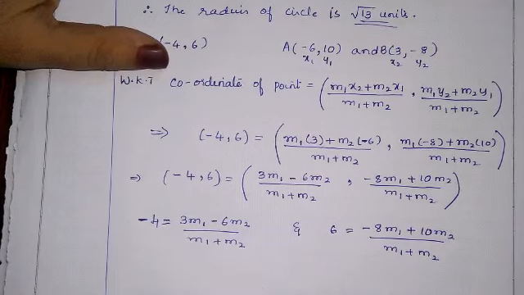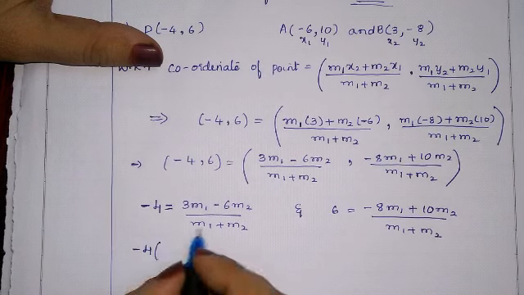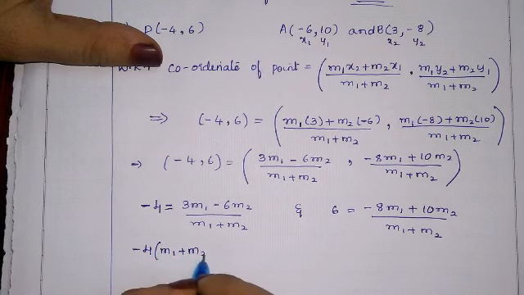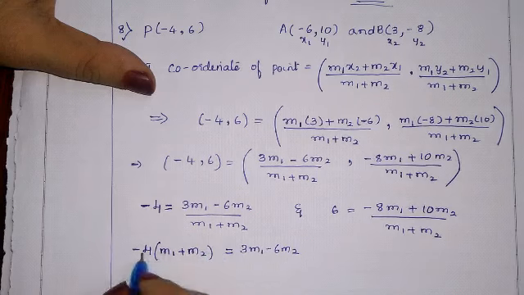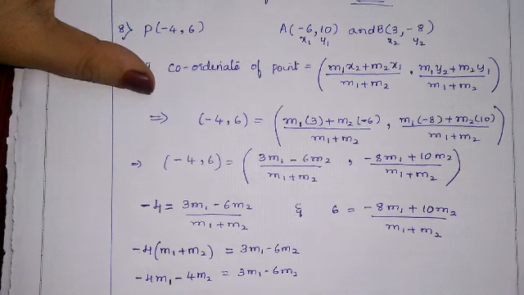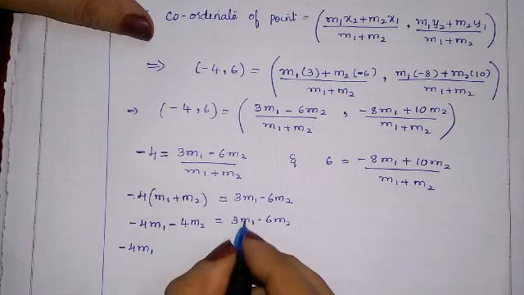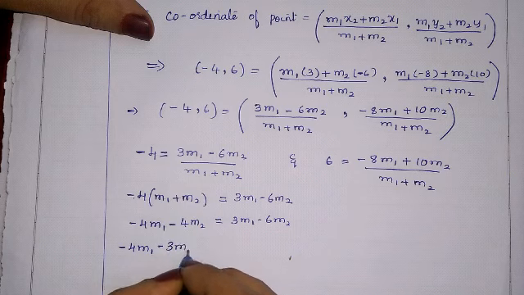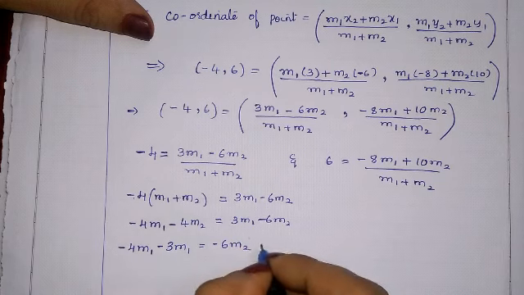Now we will find the m1 and m2 values. We will cross multiply this: minus 4 into (m1 plus m2) is equal to 3m1 minus 6m2. Minus 4m1 plus minus 4m2 is equal to 3m1 minus 6m2. m1 terms we will write on one side: minus 4m1 here only, I will bring this minus 3m1 to this side, minus 6m1 here, m2 here only, I'll bring plus 4m2.